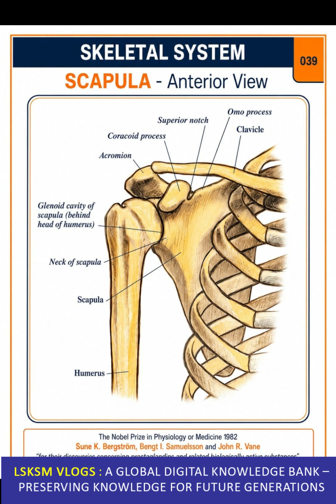Scapula, anterior view. The anterior surface of the scapula contains the subscapular fossa and forms part of the shoulder joint. It provides attachment for several muscles.